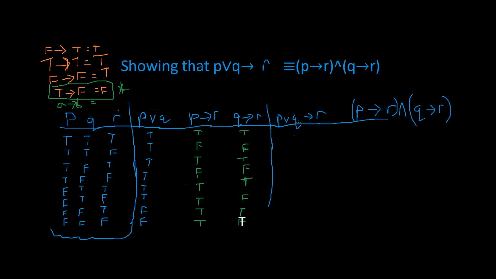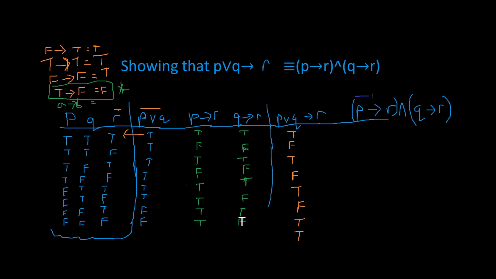Now we have P or Q, then R. And so what are we going to have to look at? We have to look at P or Q right here, and the R. And so we're going to look this way. So this one's going to be true. This one's going to be false. This one's going to be true. Next one's going to be false. Next one's going to be true. The next one's going to be false. The next one's going to be true. And the bottom two are true. So true, true.